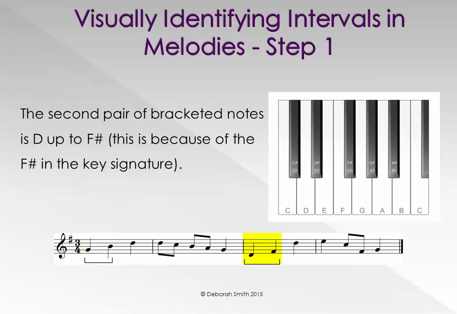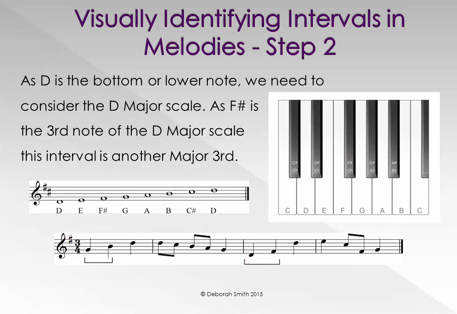The second pair of bracketed notes is affected by the key signature. The lowest note is D and the upper note is F sharp. As D is the bottom or lower note, we need to consider the D major scale. F sharp is the 3rd note of the D major scale. Therefore, this interval is another major 3rd.